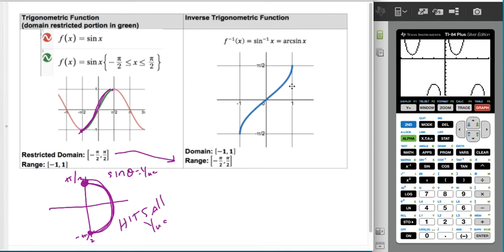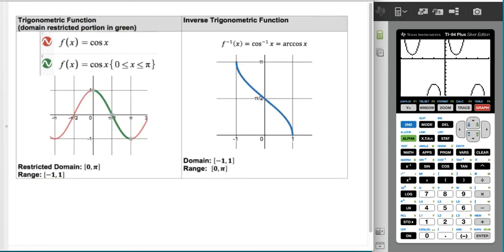And you're really not going to have to graph these very often. Knowing the domain and range is mostly helpful in this sense right here, so that you know that if you find the inverse sine of something, the answer your calculator is going to give you is going to be in this window, and we'll talk about that more in the video.